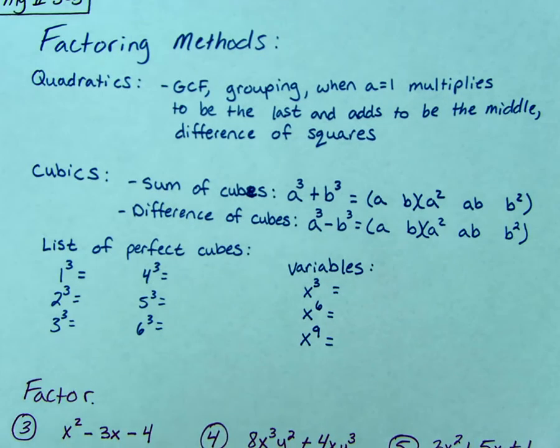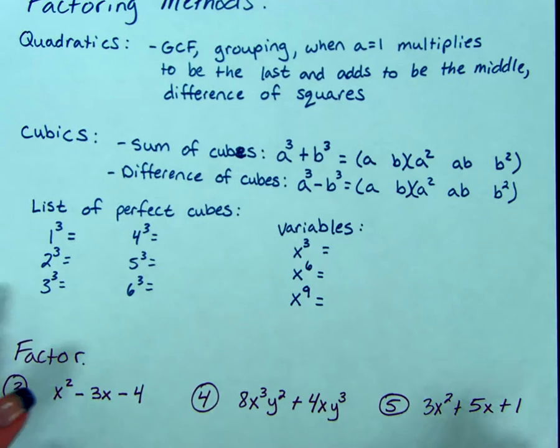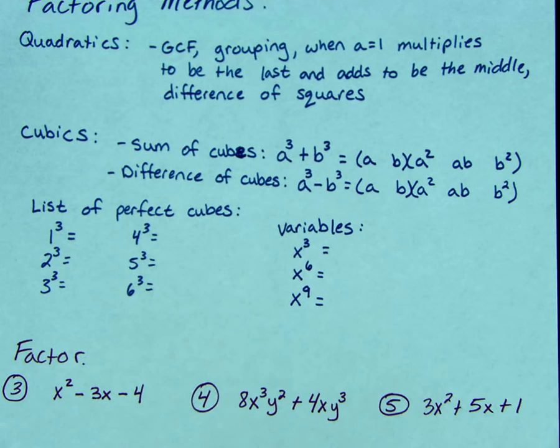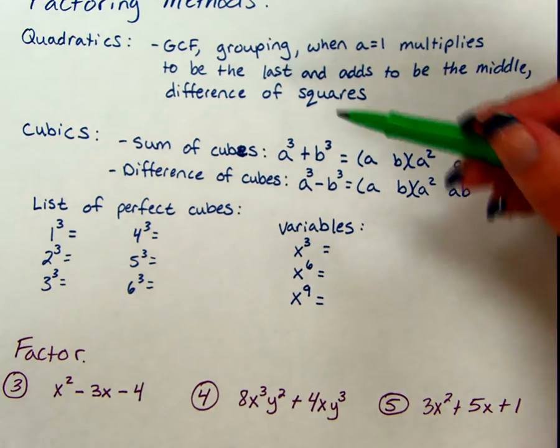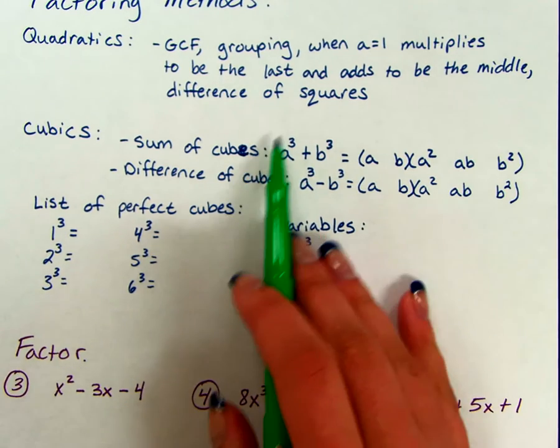Okay. Now our new stuff, factoring cubics. Unless we have a greatest common factor, the only way that we know how to factor a cubic equation is by either using the sum or difference of cubes. So what that means is that if we're going to factor a cubic equation, it can only be a binomial, so 2 terms, and both terms have to be perfect cubes. So our problem needs to look something like this.